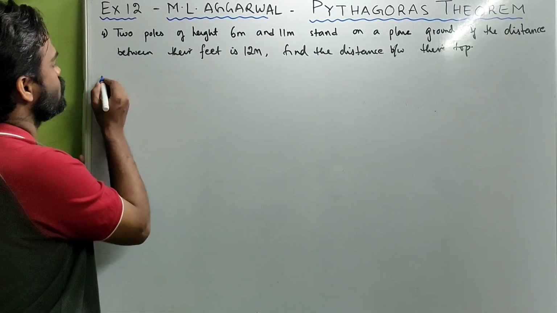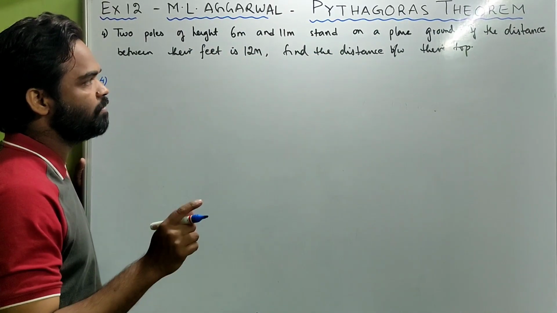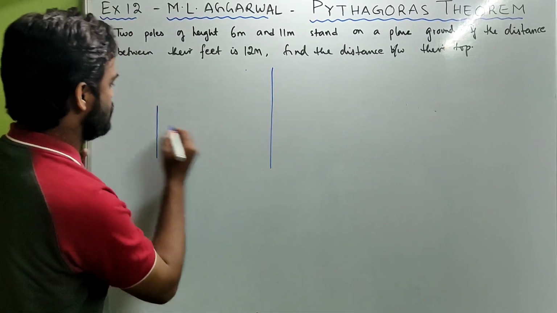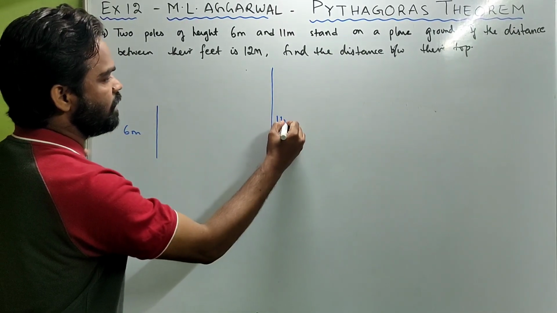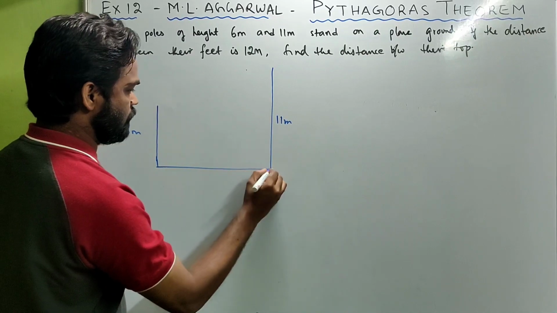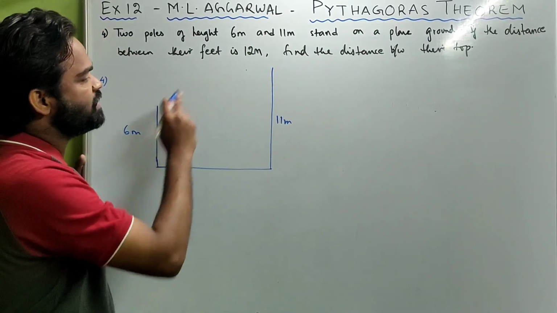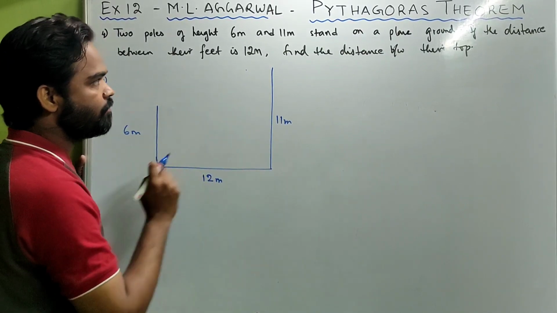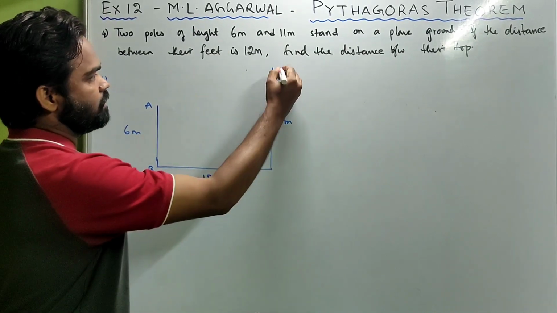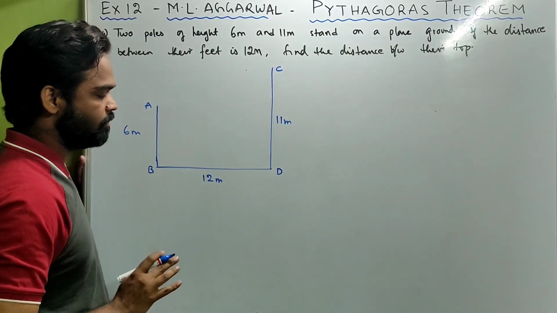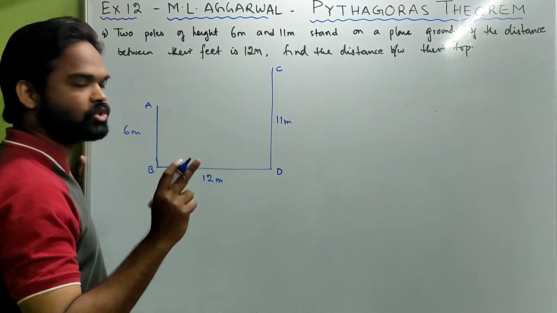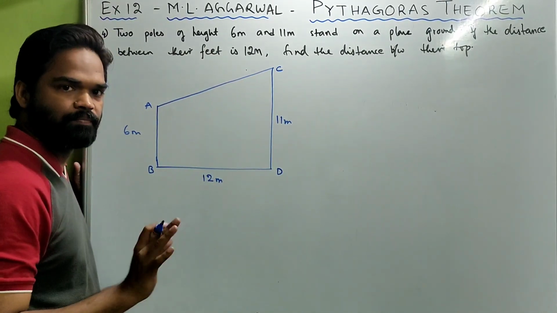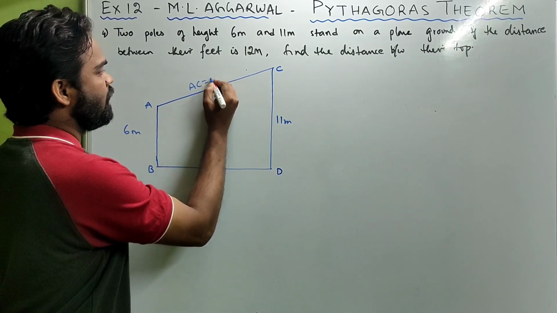Now look at number 4. Two poles of height 6 meter and 11 meters stand on a plain ground. So there are two poles. One is 6 meter and the other is 11 meter on a plain ground. If the distance between the feet is 12 meter, according to the diagram, this distance. Suppose this is A, B, this is C, D. Then BD is 12 meter. Find the distance between the top, which means they are asking this distance AC. Am I clear? You need to find AC.